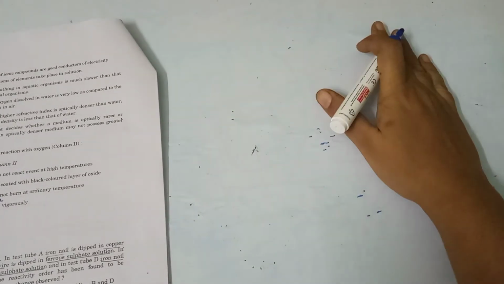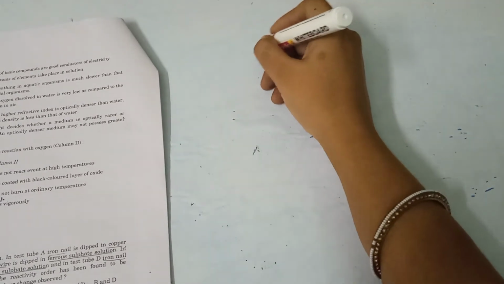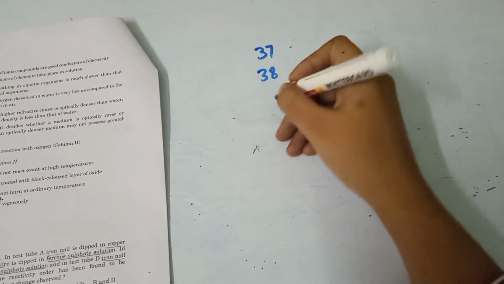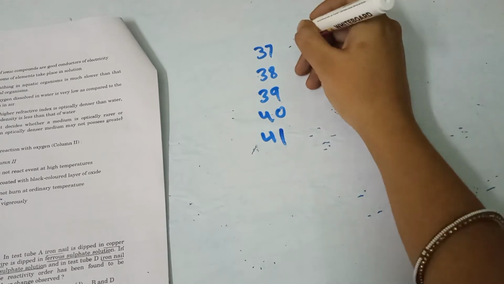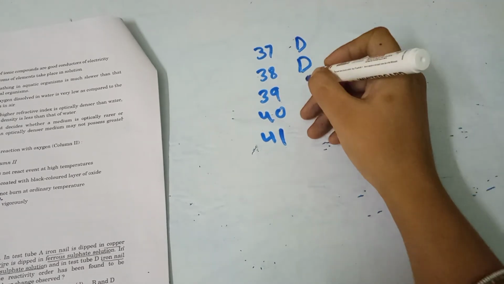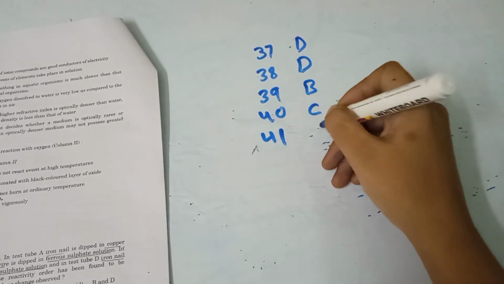Now again, questions 37, 38, 39, 40 and 41 are bio questions. I am writing the answers: 37, 38, 39, 40 and 41. Answers are D, D, B, C, C.